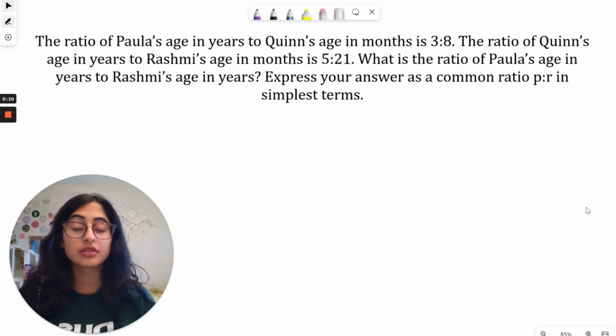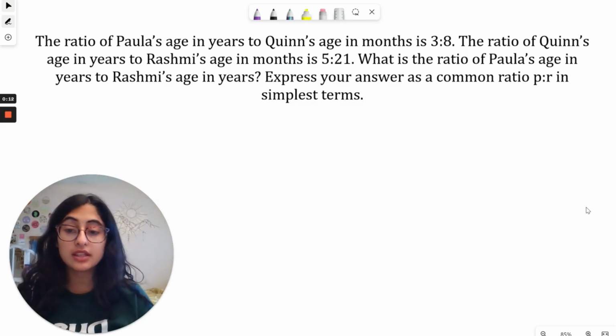So this question says the ratio of Paula's age in years to Quinn's age in months is 3 to 8. The ratio of Quinn's age in years to Rashmi's age in months is 5 to 21. What's the ratio of Paula's age in years to Rashmi's age in years? And we need to express our answer as a common ratio in simplest terms.